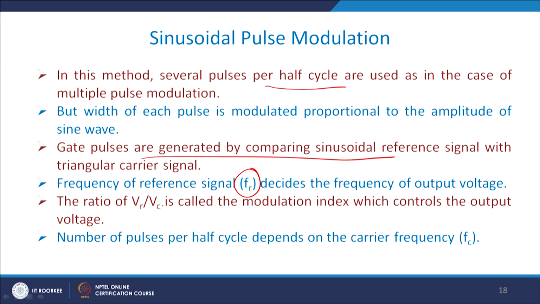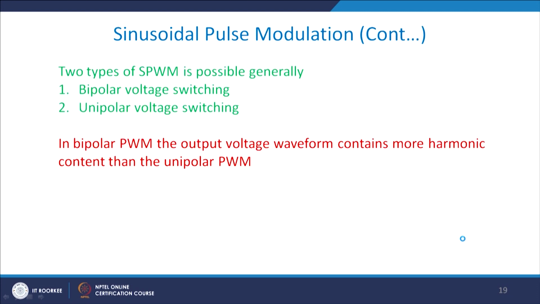The ratio of VR by Vc is called the modulation index, which controls the output voltage, and the number of pulses per half cycle depends on the carrier frequency, that is, the ratio of the carrier frequency and the modulating frequency.